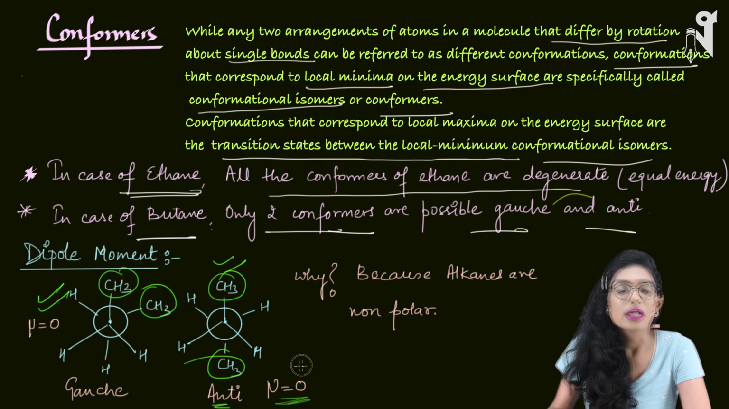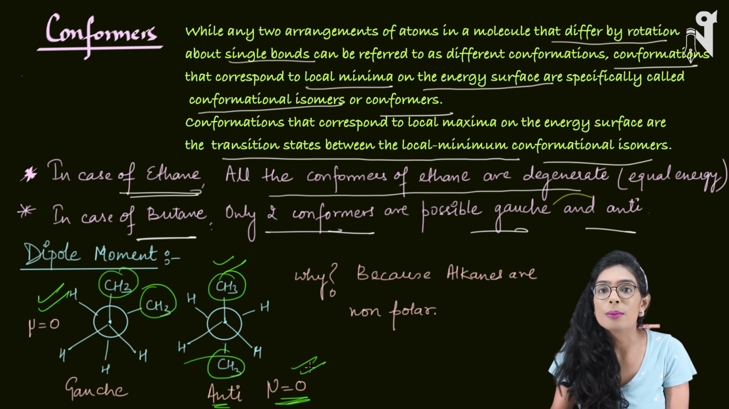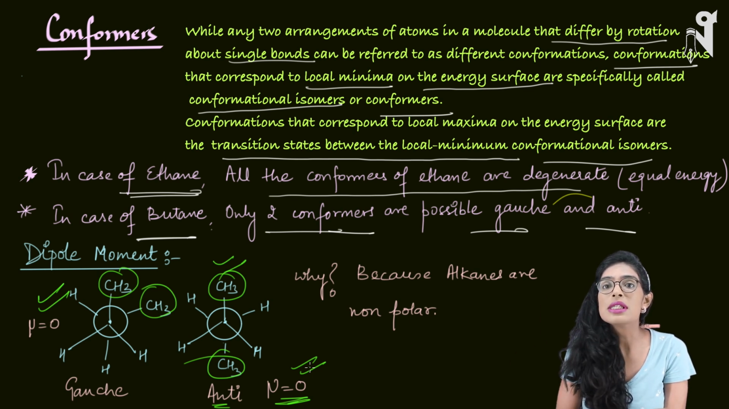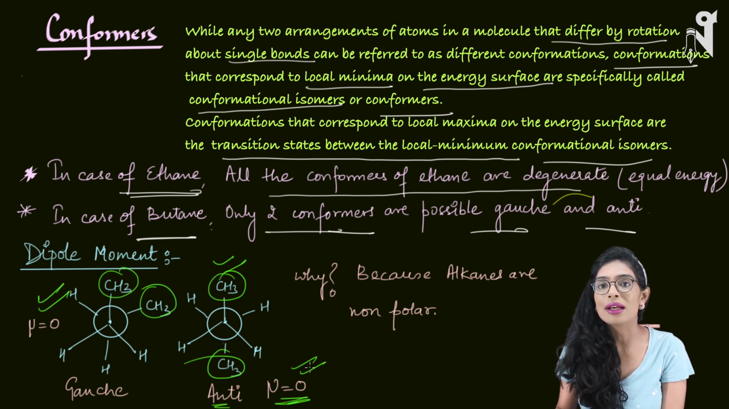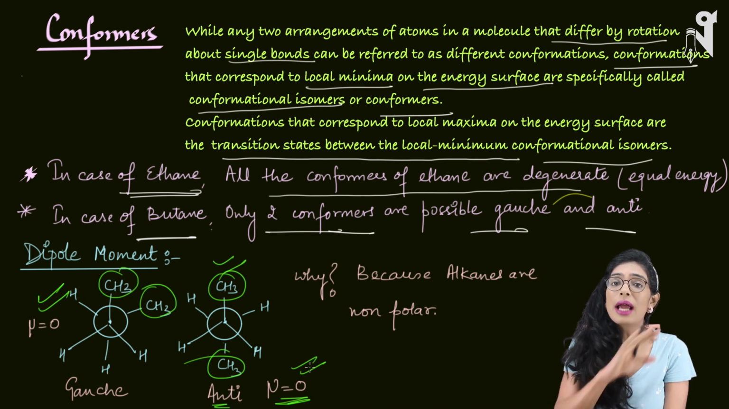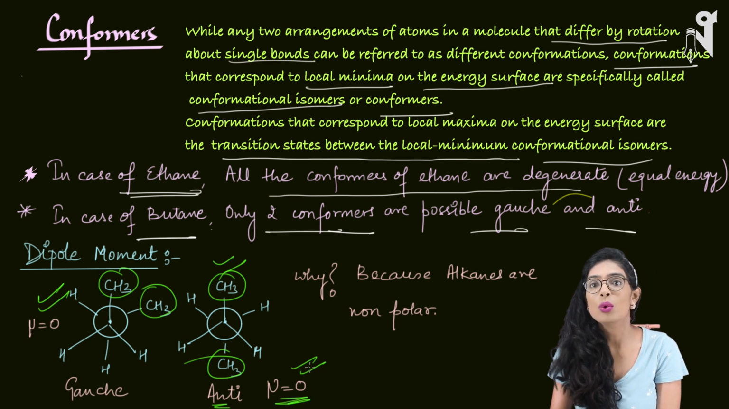So if I talk about the dipole moment of anti, what do you think it should be? The dipole moment for anti should be 0 because the same groups are completely opposite to each other. But what about gauche? For gauche also, your dipole moment will be 0. Why? Because this is the conformation of an alkane, and alkanes are non-polar compounds. So it doesn't matter where the placement of the groups is. The dipole moment for conformations of alkanes is going to be 0 only.